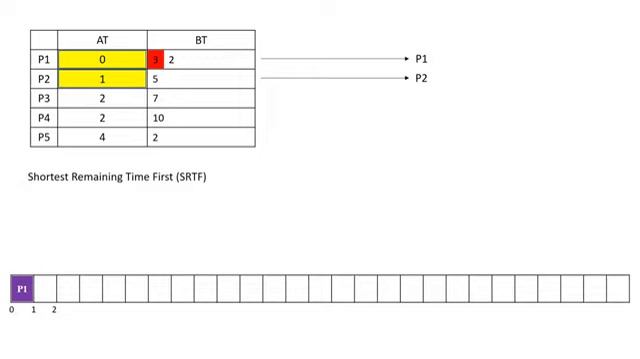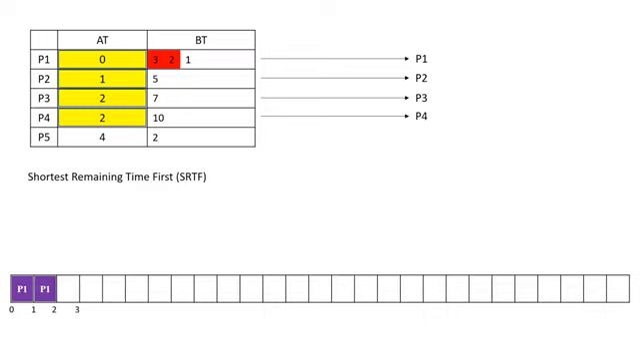We now compare P1 and P2 and can see that P1 has the shortest remaining time. It is scheduled for one time unit. Its burst time is reduced to 1, and at this point, P3 and P4 arrive in the system.